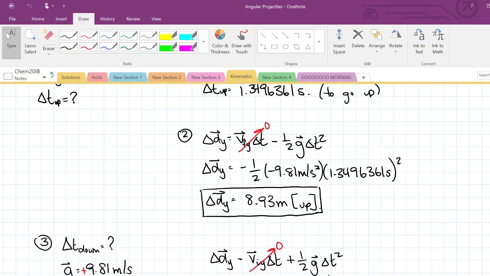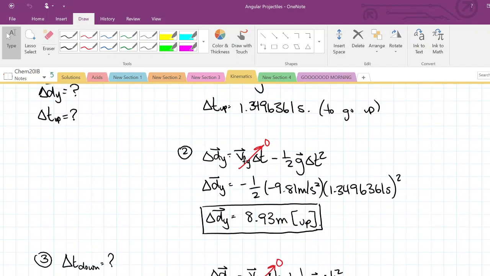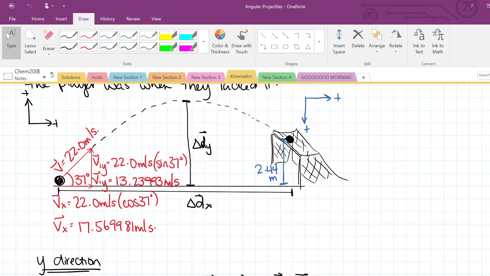Sorry, I said that wrong. It is 8.93 meters up. That's how far the object is going to displace itself in the upward direction. Okay. Now, the next thing is this. So I've figured out kind of this first half of the trajectory.